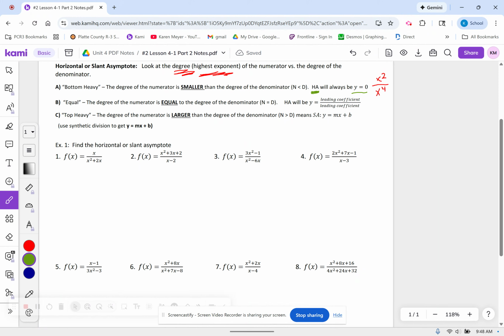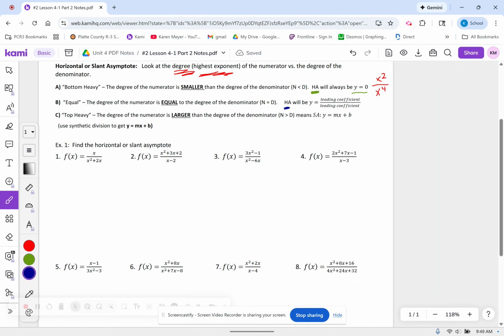The second case is when you compare the degrees, the highest exponents, and they happen to be identical on top and bottom. That's what we call equal. If they are equal, it's still going to be an HA. But this one says it's not going to just be y equals 0. It says it's going to be y equals the leading coefficient over the leading coefficient.